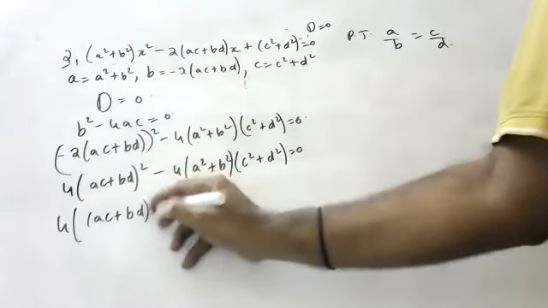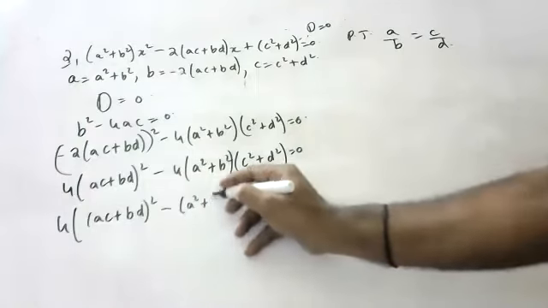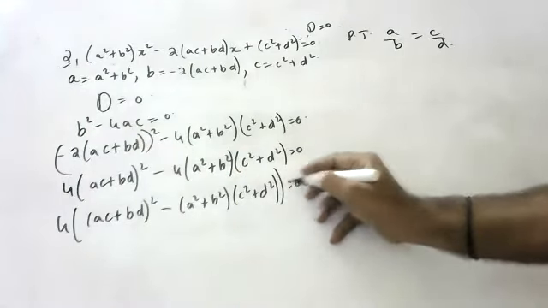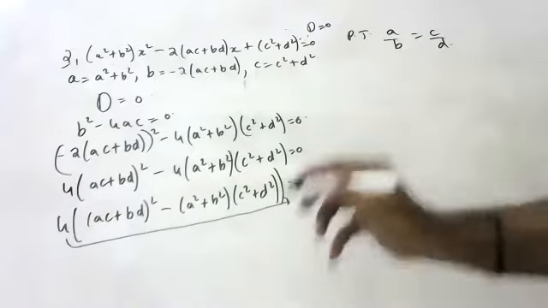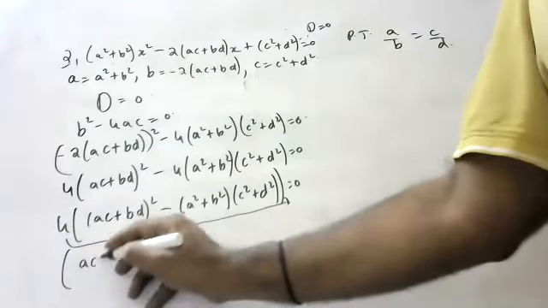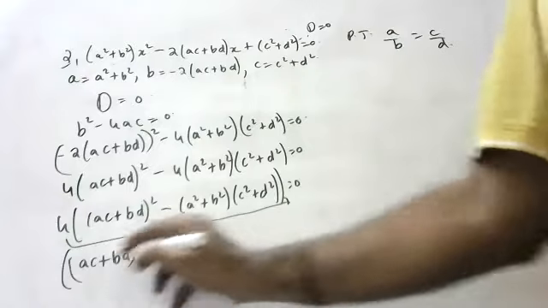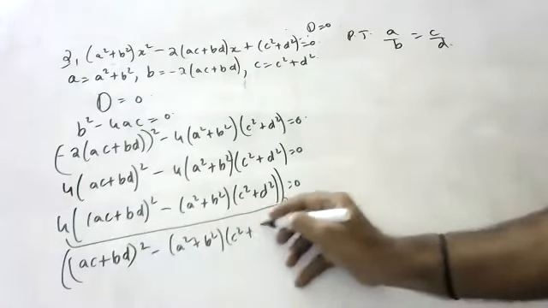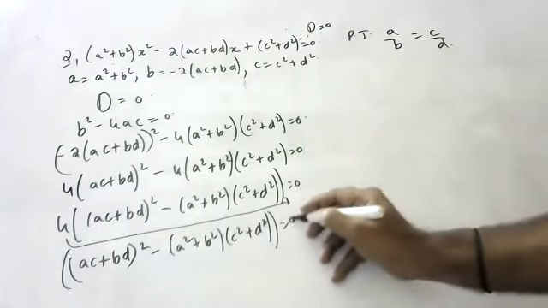(ac + bd)² − (a² + b²)(c² + d²) = 0. Bring 4 down. What happens? (ac + bd)² − (a² + b²)(c² + d²) is equal to 0.